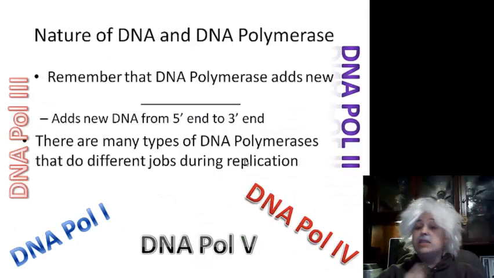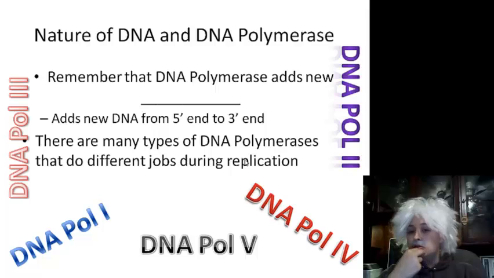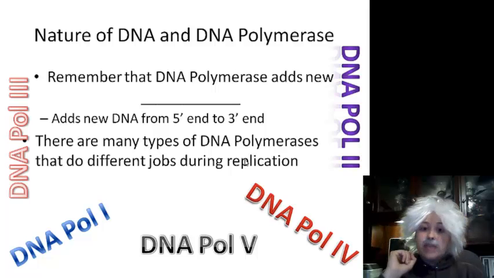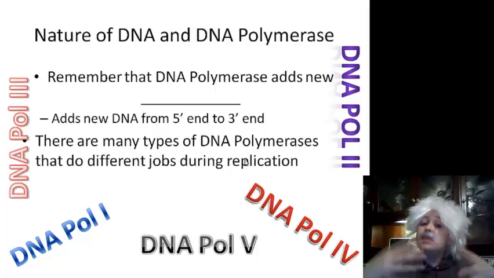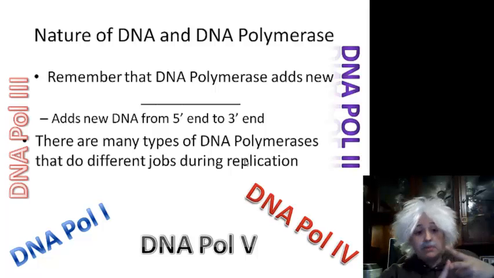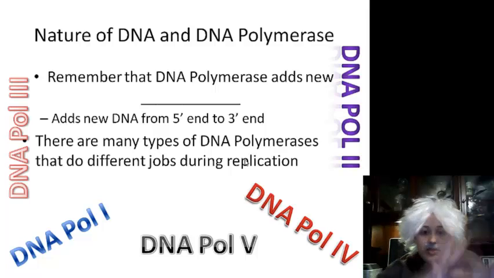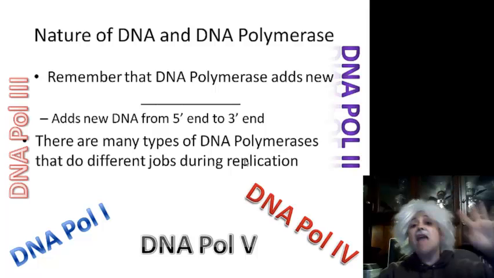Nature of DNA and DNA polymerase. Reach back into your biology. Remember what DNA polymerase adds? Did you say that it adds new DNA? Good job! It adds new DNA from a 5' to a 3' end. There are many types of DNA polymerases, and they do different jobs during replication. As you see, we have DNA polymerase 1, 2, 3, 4, and 5.